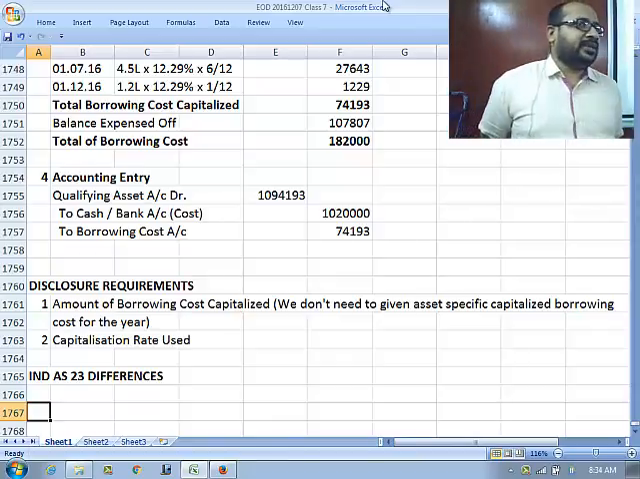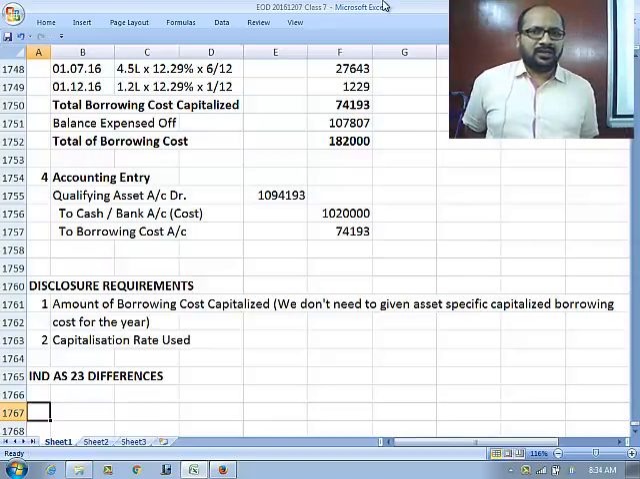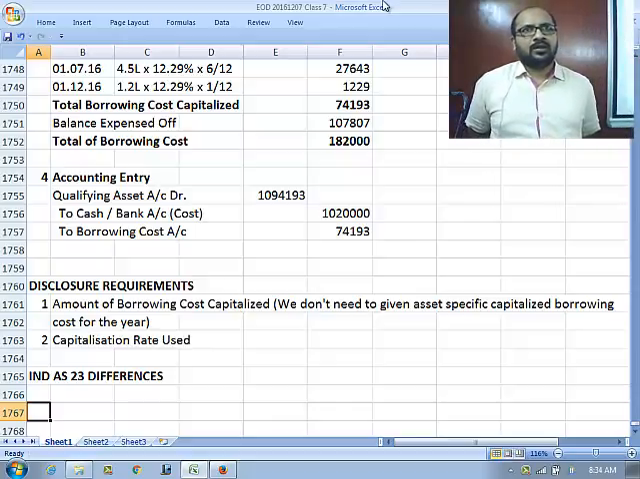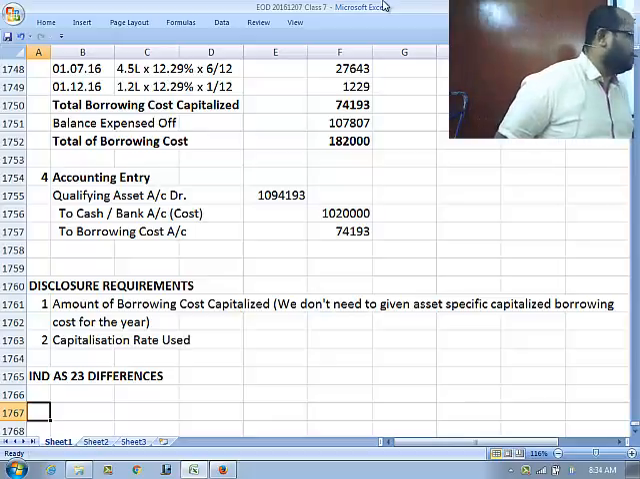Now, IND AS, I have mentioned two differences. Effectively, these are the two differences. There is a third difference that is often being identified, which I don't consider as a difference at all. I'll tell you that third. From there, we'll move on to these two.